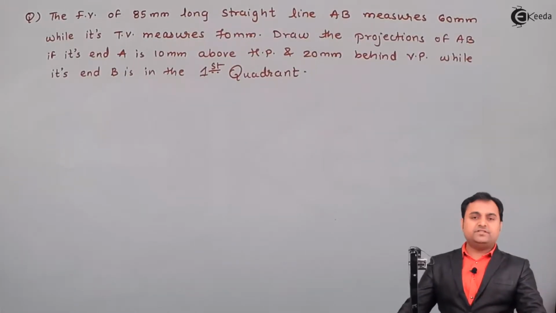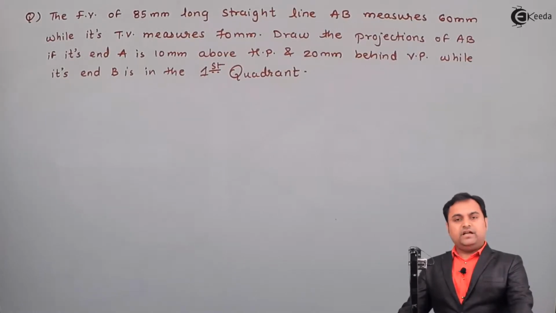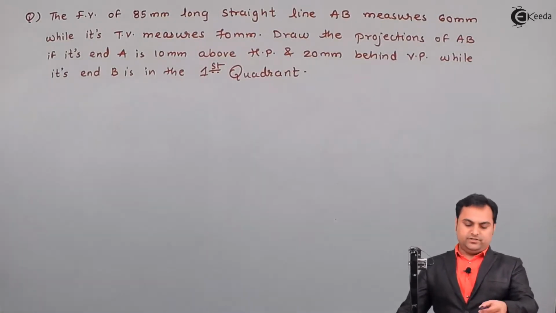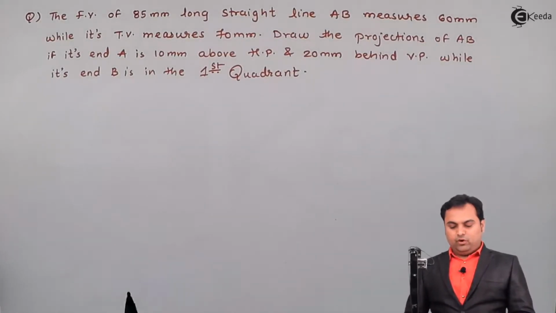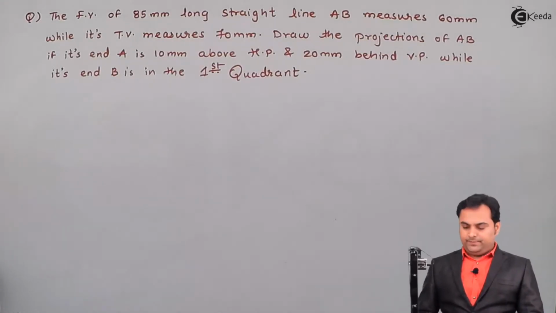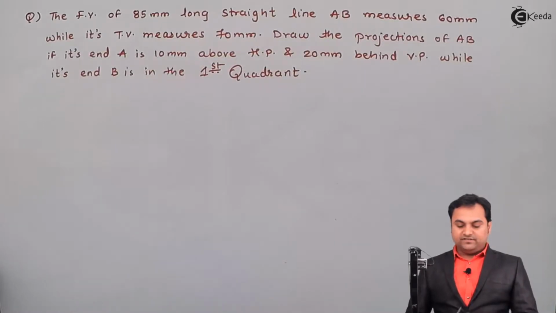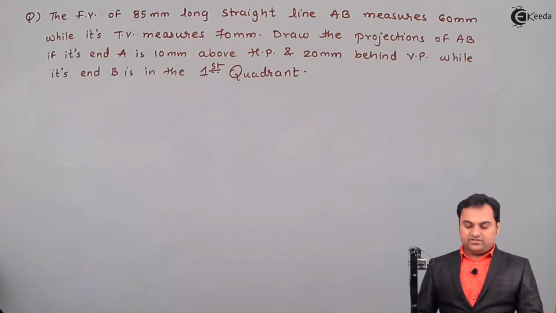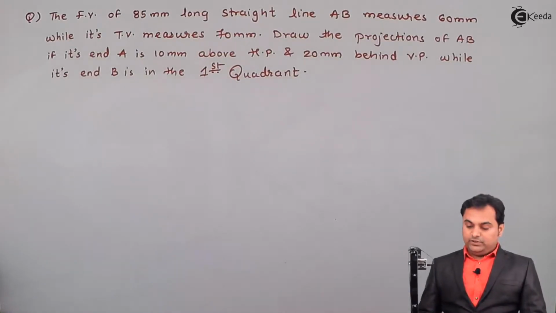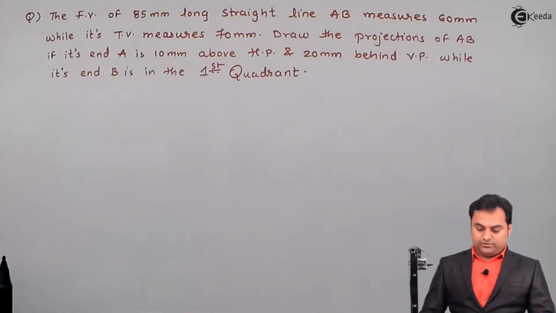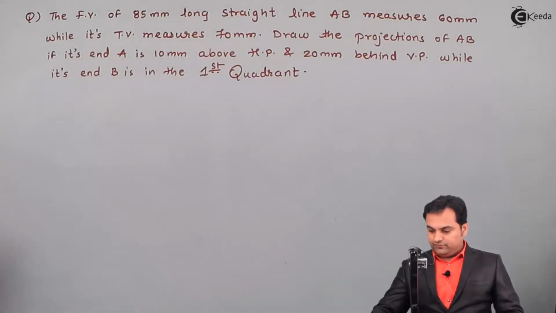Here in this video, we'll see a problem on projection of lines inclined to both the planes. For that, here is a question. The front view of 85 mm long straight line AB measures 60 mm while its top view measures 70 mm. Draw the projections of AB if its end A is 10 mm above HP and 20 mm behind VP while its end B is in the first quadrant. So this is the question in front of us.